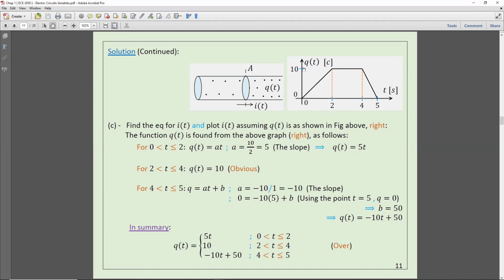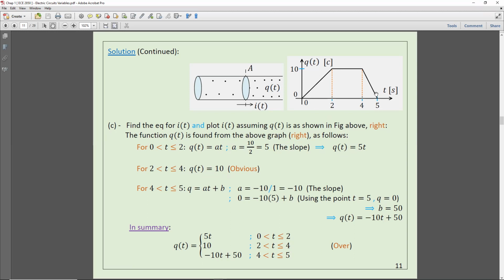The slope is a change in y, which is this part here, 10. It changes 10 in 2, right? So y2 minus y1 divided by x2 minus x1. If you do that, the slope becomes 5. That means the equation here is actually 5t. The equation for this part is very obvious, very easy, just constant 10.